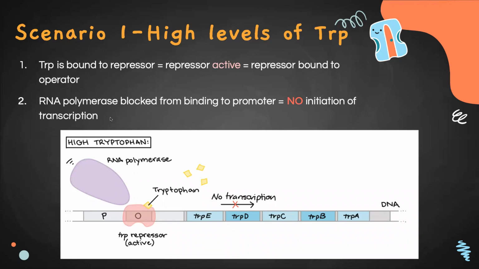Yep. So that means the tryptophan is bound to the repressor, because there's enough for the repressor to be bound, like the pie shape that I had before. So tryptophan is bound to the repressor. That means the repressor, which is shown in that little pink color, can bind to the operator. And if the repressor is bound to the operator, there's not enough space for the RNA polymerase to come in and bind to the promoter. And if the RNA polymerase cannot bind to the promoter, there's nothing to initiate transcription. So you get no transcription.